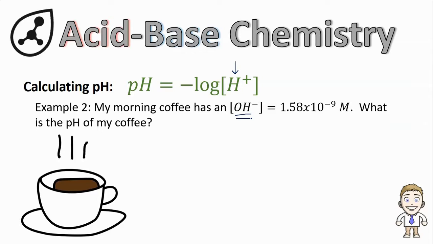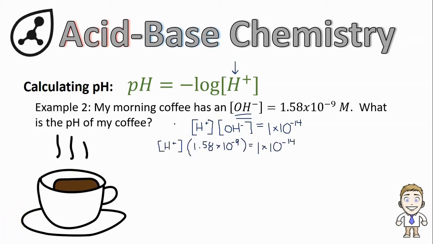So the good news is we can solve for H+ using a separate formula. The bad news is we've got extra work to do. So that extra work involves first plugging in the OH minus concentration to this familiar equation here and solving for the H+. After you plug in the OH minus concentration, your formula will look like this.